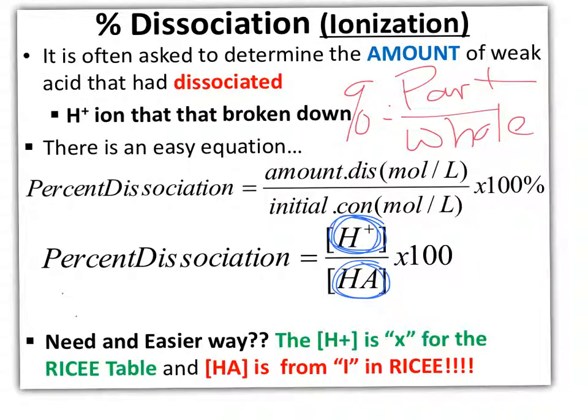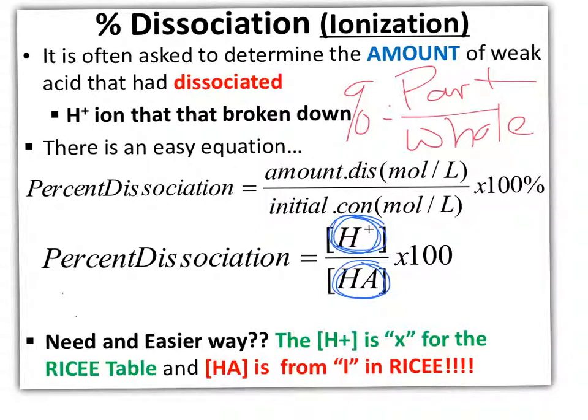So what we really need is how many hydrogen ions fell off of HA. There is a little bit of a trick to this. The easier way is that H plus is x, which we already know, and HA is the initial concentration that's given. So take x, divide it by the initial concentration, multiply it times 100.